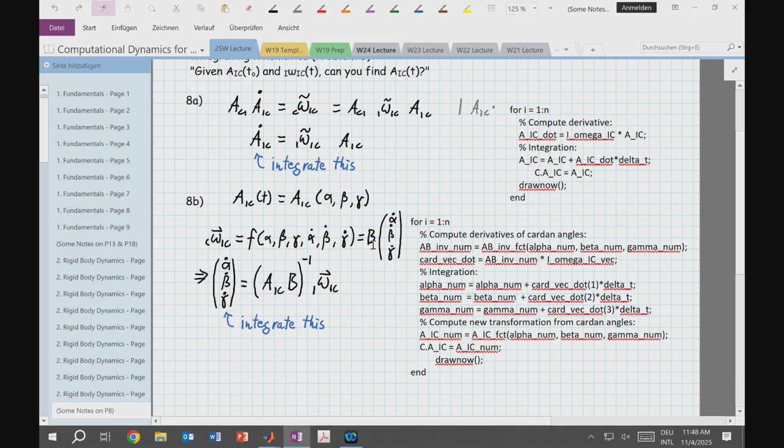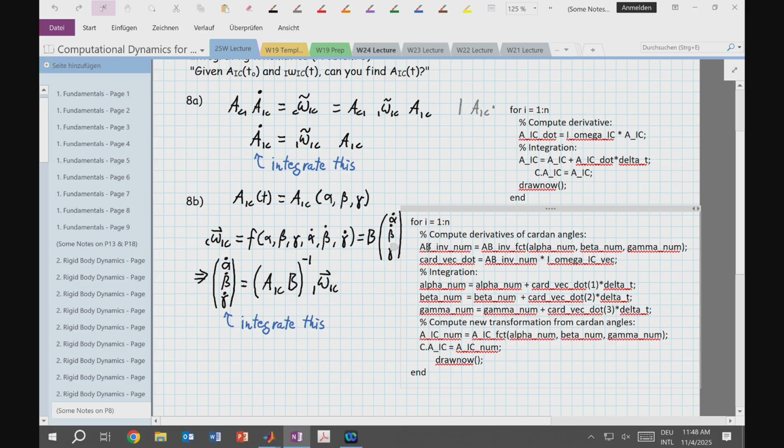And now I have a relationship that I can invert, and I can compute alpha dot, beta dot, gamma dot as a function of AIC, of this matrix B. Right? So I have to bring everything on the same side. So there's an inverse here, and of this vector omega IC. And that gives way to a second way of integrating rotations, where we do the integration on the Cardan angles.